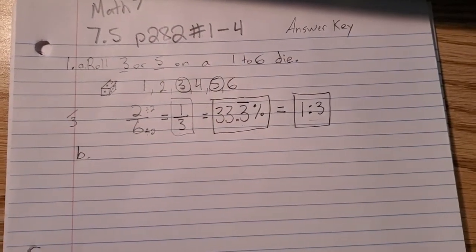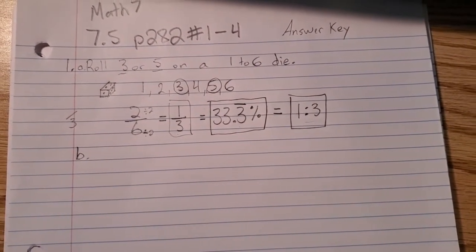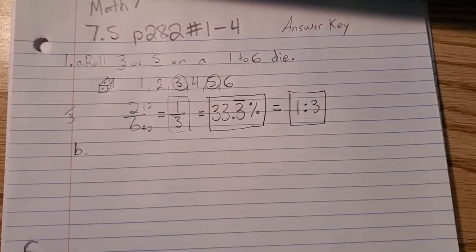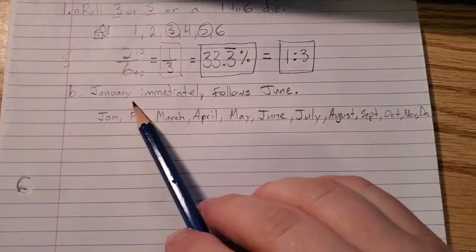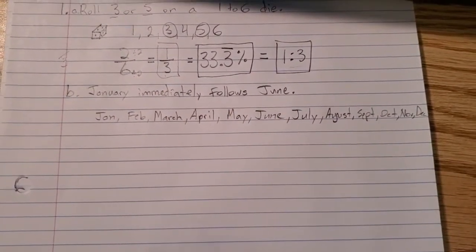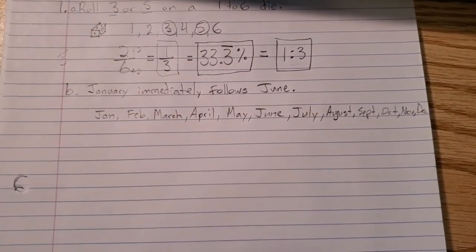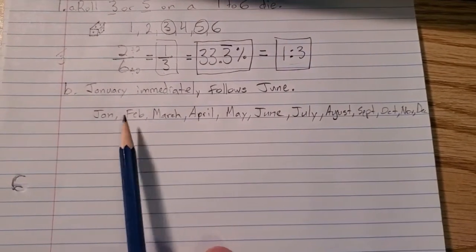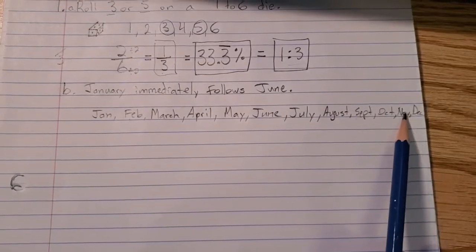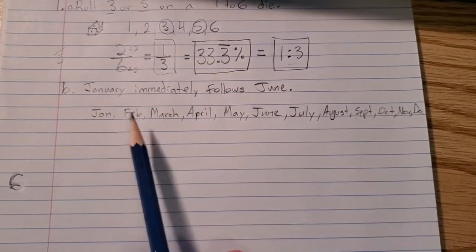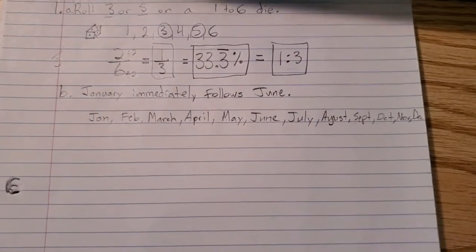If you didn't do that before continuing the video, make sure you do all 3 of those for all the rest of these questions. Question B, 1B says January immediately follows June. So we need to find the probability of that happening. So looking at the months of the year, you have January, February, March, April, May, June, July, August, September, October, November, December, January, February, March, and it just repeats over and over and over.